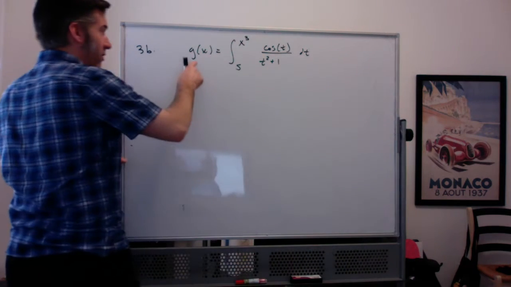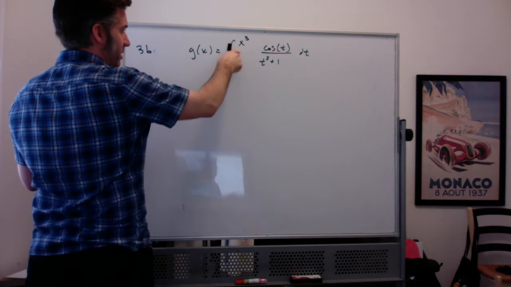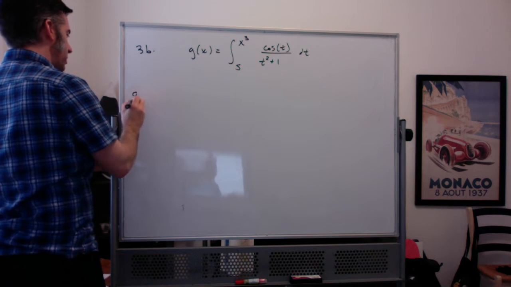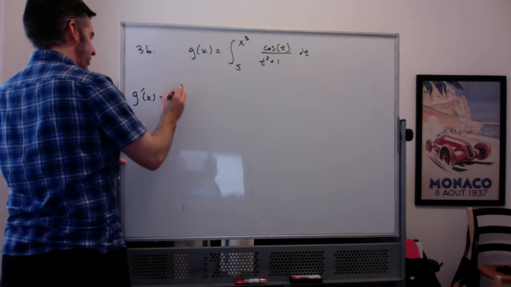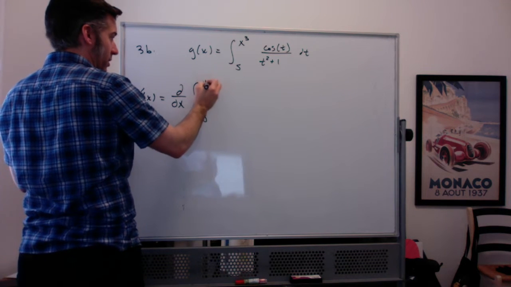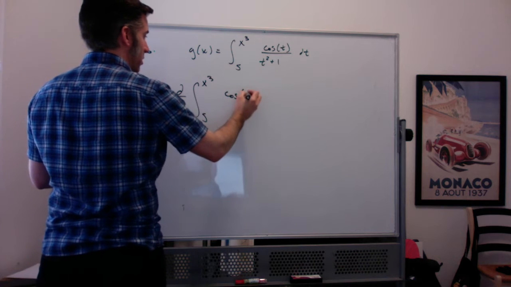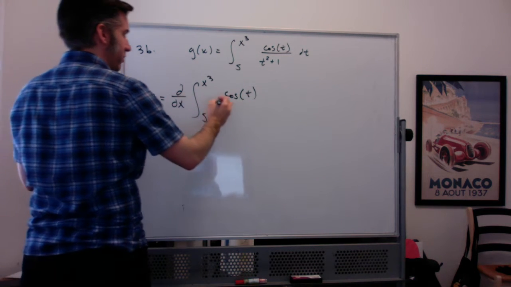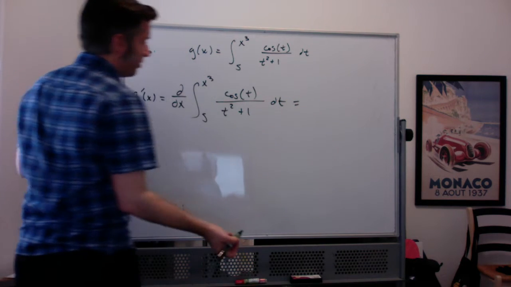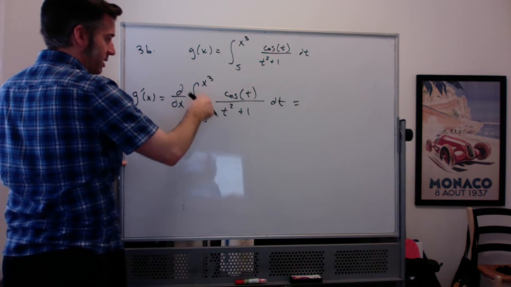So we're taking the derivative of g of x equal to the integral from 5 to x cubed of cosine of t over t squared plus 1 dt. So g prime of x is the derivative with respect to x. You don't have to write this part, I'm just writing it because you might see it written this way. So the derivative of the integral from 5 to x cubed of cosine of t over t squared plus 1 dt. And for this one, we're just plugging in x cubed wherever we see a t.